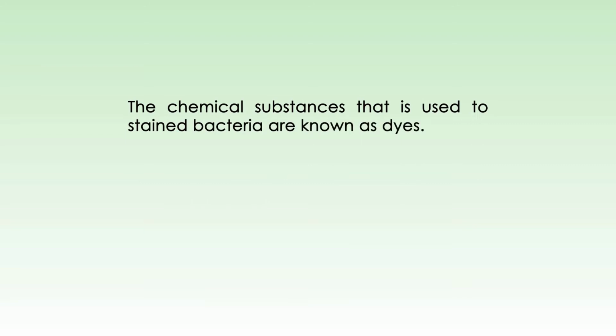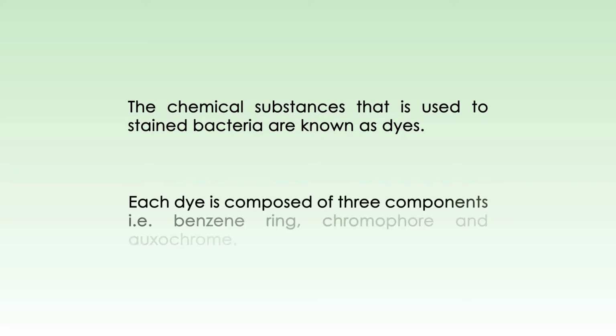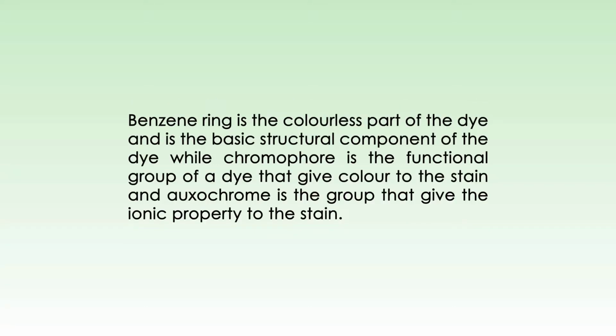The chemical substances that are used to stain bacteria are known as dyes. Each dye is composed of three components, that is benzene ring, chromophore and auxochrome. The benzene ring is the colorless part of the dye and is the basic structural component of the dye, while chromophore is the functional group of a dye that gives color to the stain, and auxochrome is the group that gives the ionic property to the stain. The benzene ring and the chromophore are collectively known as chromogen.